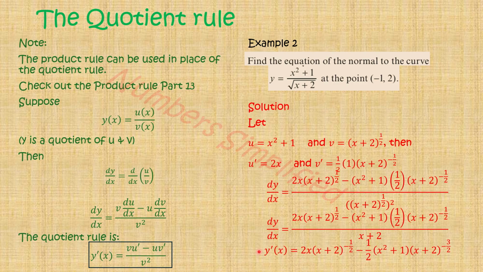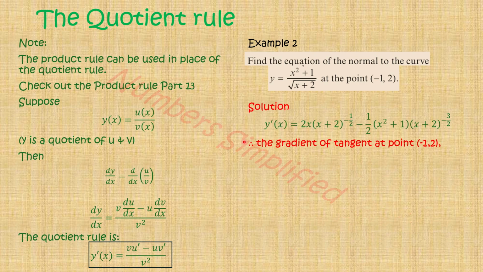Now that we have the y prime of x, we don't need to simplify further because all we are interested in is getting the gradient of the tangent at the point minus 1, 2. So the gradient of the tangent at the point minus 1, 2, we simply substitute. Where we have x, we substitute it with the x coordinate, which is minus 1. So in that particular y prime formula, we substitute the x with minus 1. That is to say that we have this chunk on the right-hand side over here.